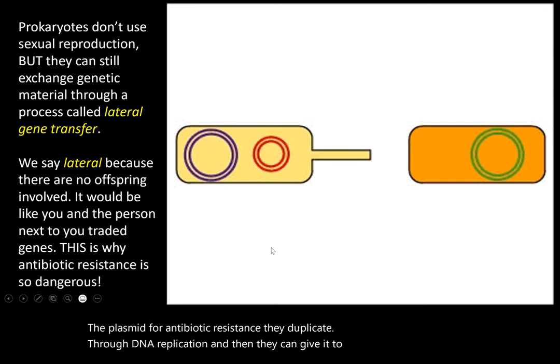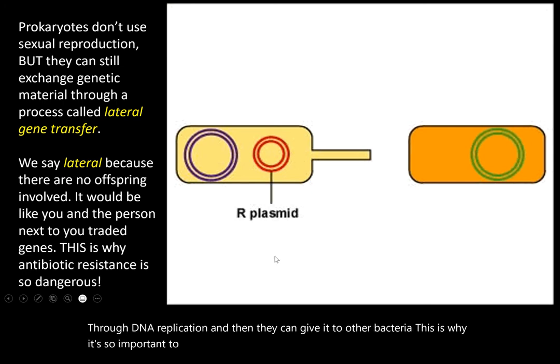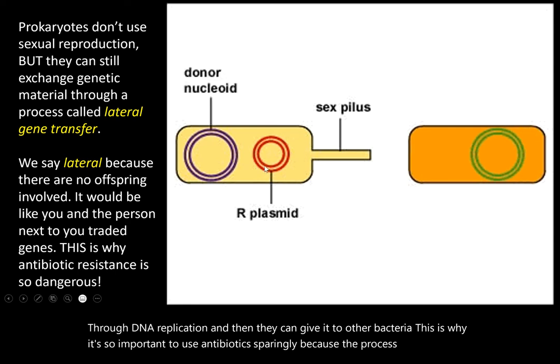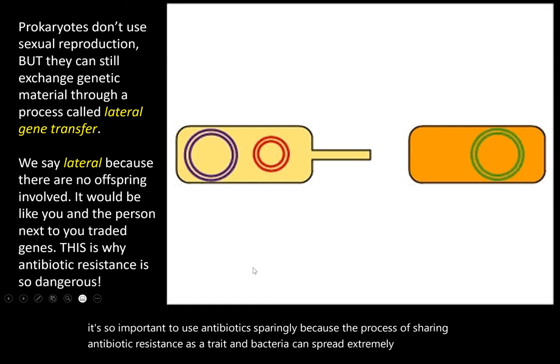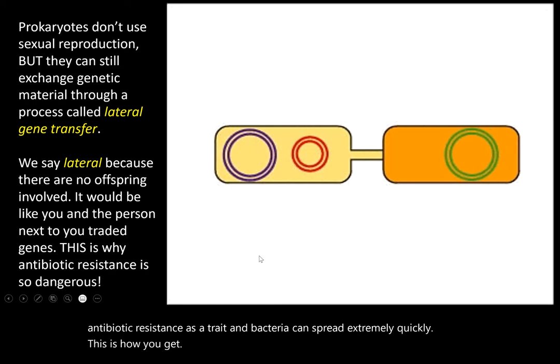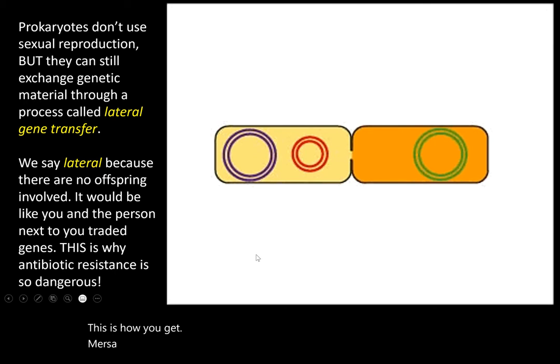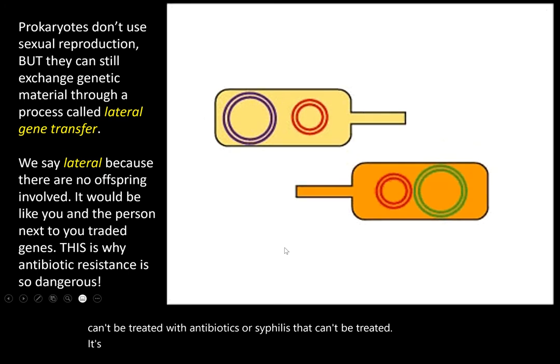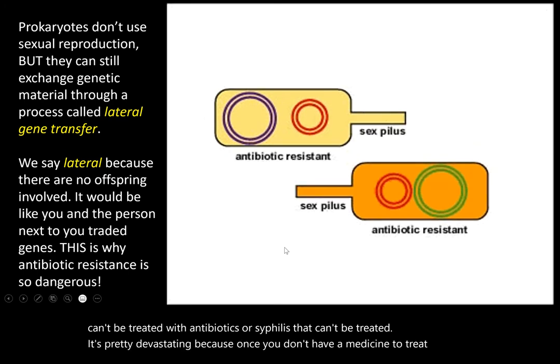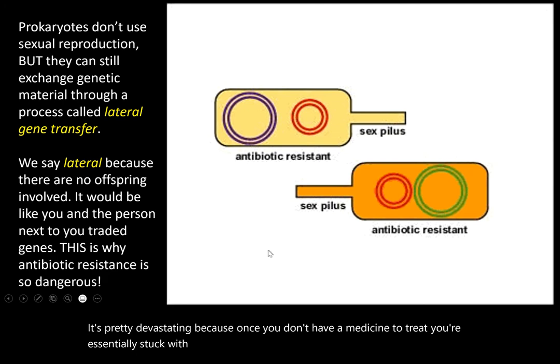This is why it's so important to use antibiotics sparingly, because the process of sharing antibiotic resistance as a trait in bacteria can spread extremely quickly. This is how you get MRSA infections, so resistant staph infections, or TB, resistant tuberculosis that can't be treated with antibiotics, or syphilis that can't be treated. It's pretty devastating because once you don't have a medicine to treat it, you're essentially stuck with whatever disease, and you have to hope it doesn't kill you.